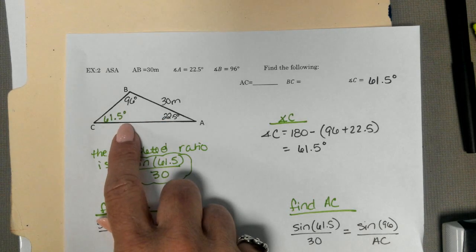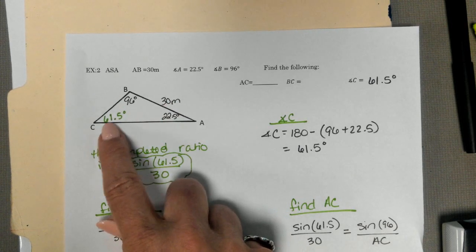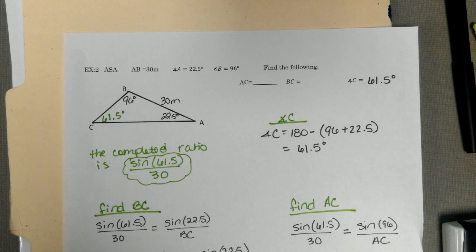You have to start off finding that missing angle so that you have a complete ratio to use as your scale factor. And then cross multiply and solve.